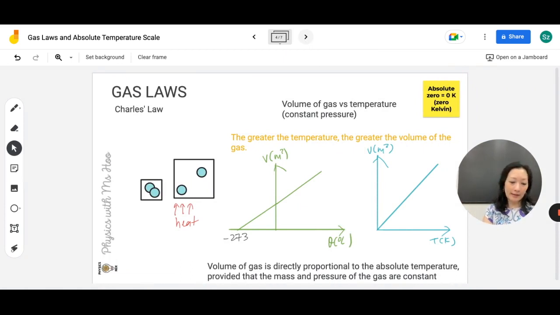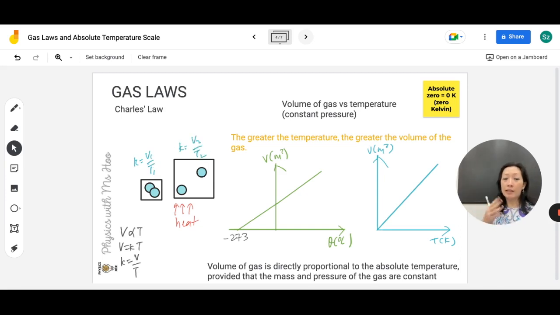In this case, V is directly proportional to T. So if we rewrote this, we would get V equals KT. If K equals V over T, now we know we have V1 and T1, right? So let's say, for example, K equals V1 over T1 and K equals V2 over T2.